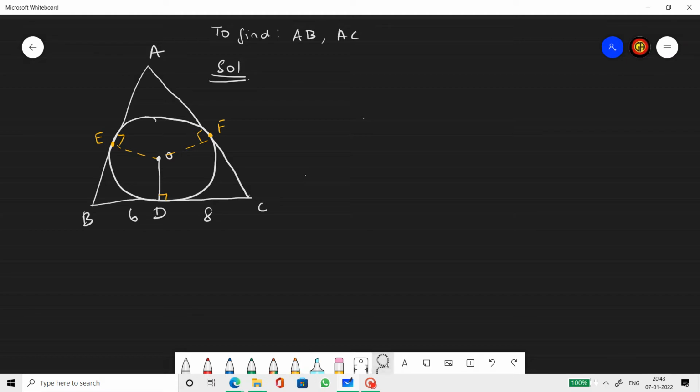And BD equals BE because they are tangents from the same external point. So if this is 6 units, this is also 6 units. If this is 8 units, this is also 8 units. This I'm going to take as X, so this will also be X. 6, 6, 8, X and X.